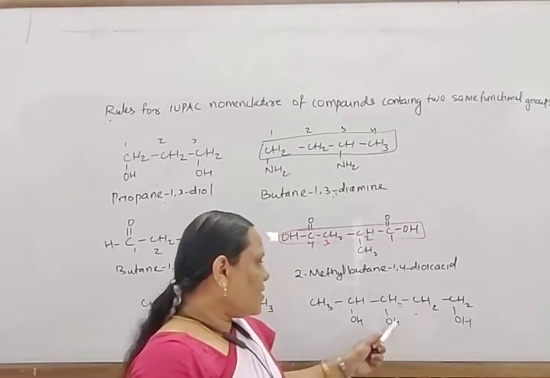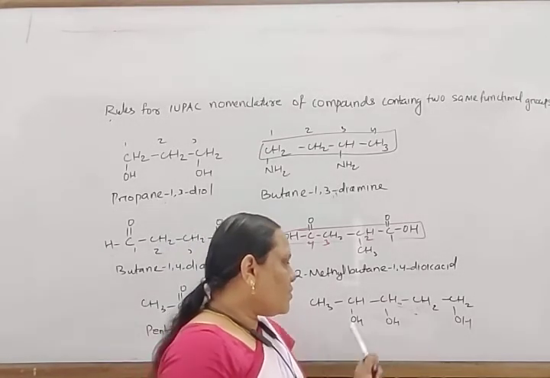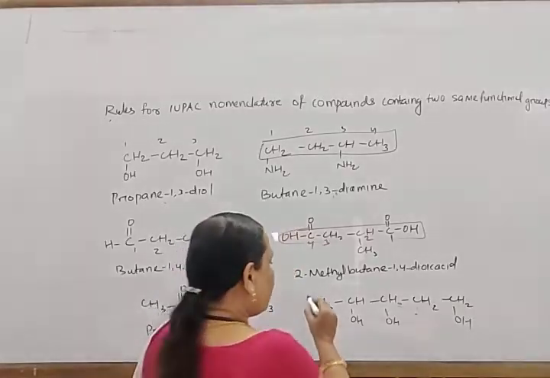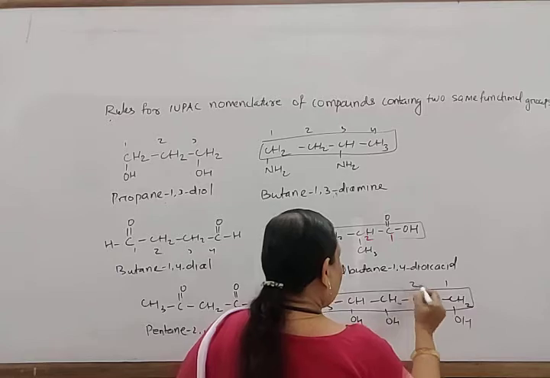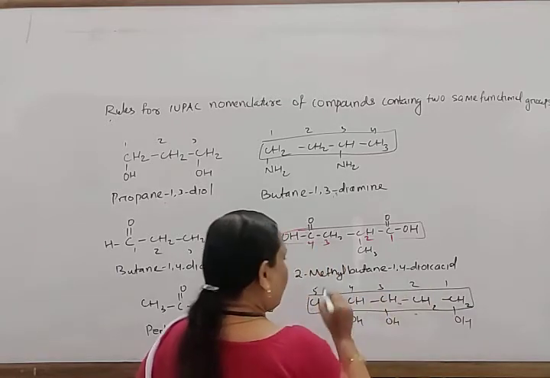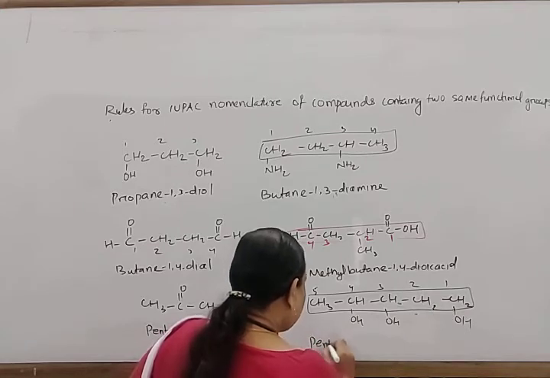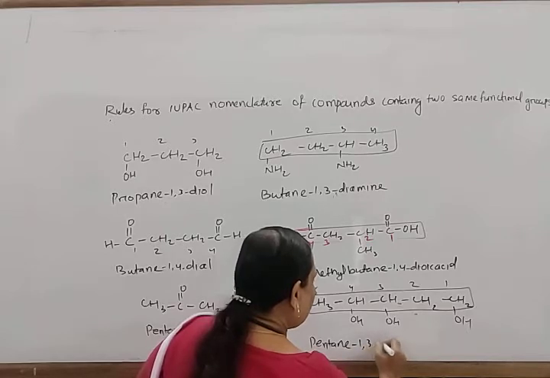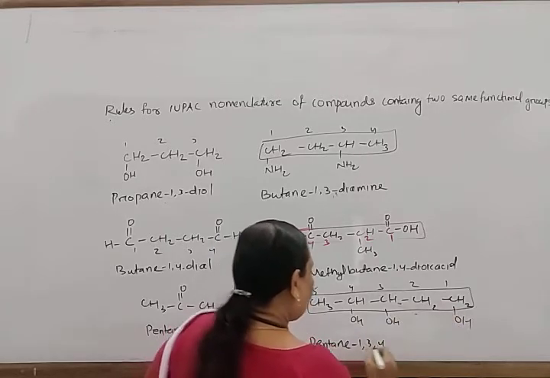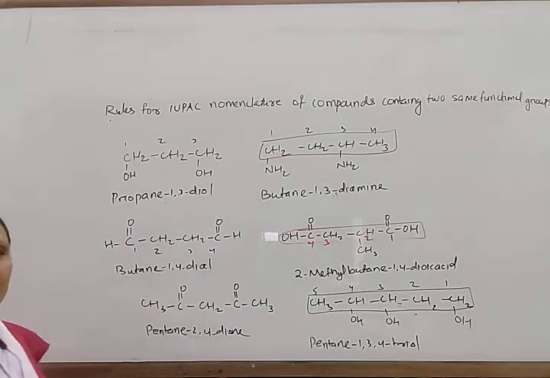So 1, 3, 4. If you count from this side, then 2, 3, 5. So 2, 3, 5 and 1, 3, 4. In this way, this is the parent chain. Okay. So 1, 2, 3, 4, 5. So what is the total? Pentane. Then 1, 3, 4. Pentane triol. In this way, you have to name the compound.